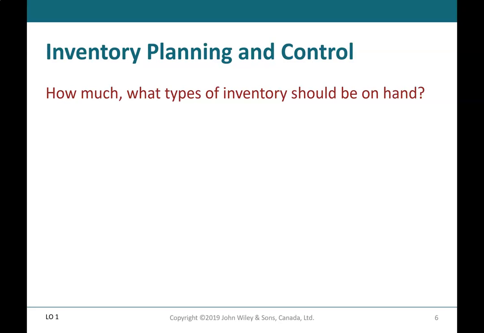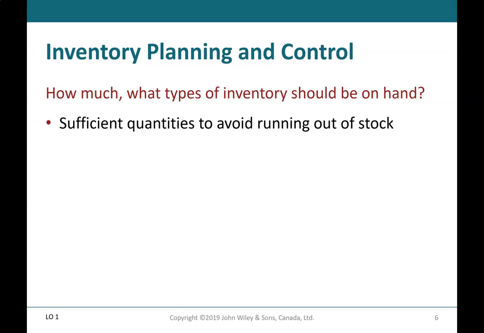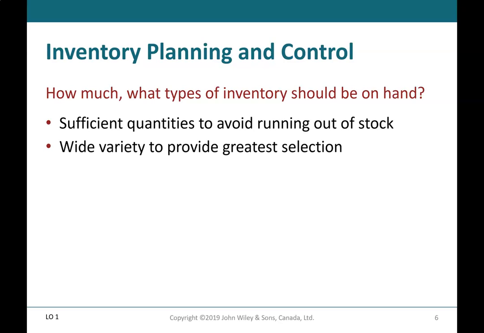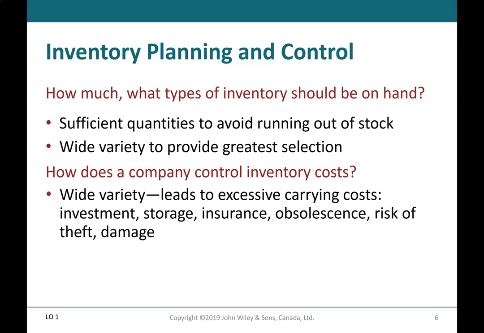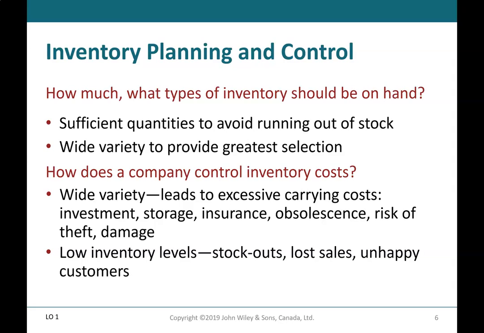Inventory planning and control. How much, and what types of inventory should be on hand? Sufficient quantities to avoid running out of stock. Wide variety to provide greatest selection. How does a company control inventory costs? Wide variety leads to excessive carrying costs: investment, storage, insurance, obsolescence, risk of theft, and damage. Low inventory levels lead to stockouts, lost sales, and unhappy customers. Carefully monitor inventory levels.